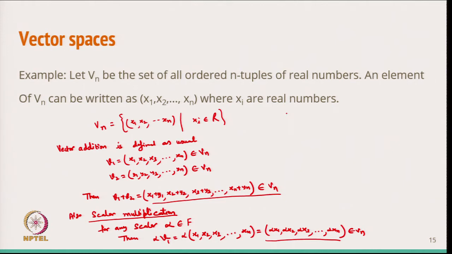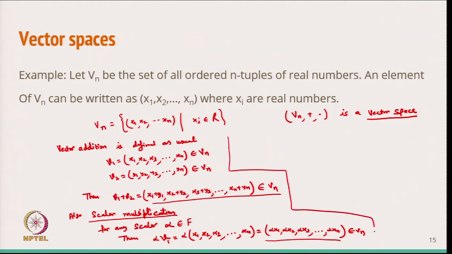So, based on this, we want to check that Vn, with the addition and scalar multiplication I have just defined, is a vector space. For this I need to satisfy all the properties. I will show you a few properties. The first property is associativity, and that we can very easily verify, because it is just the vector addition I am taking.